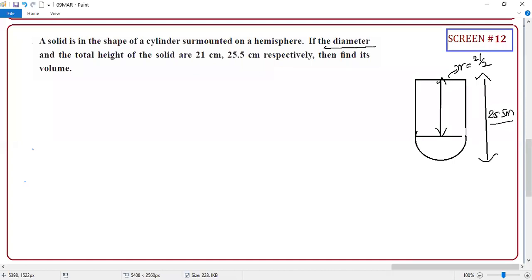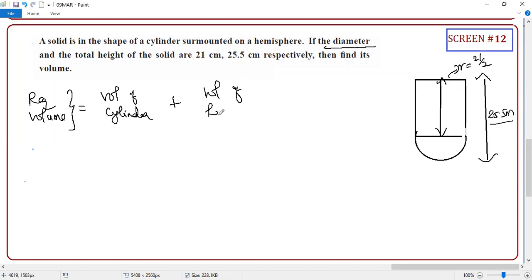Now coming to here, guys, they are asking total volume. So I'm not going to say anything. I'm going to say required volume. Well, area means required area. Volume means required volume. Now, what are the volume? Volume of cylinder plus volume of hemisphere.